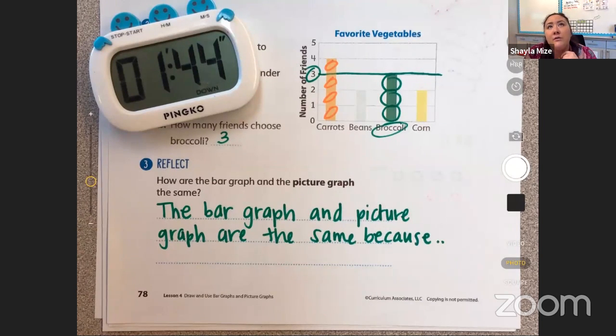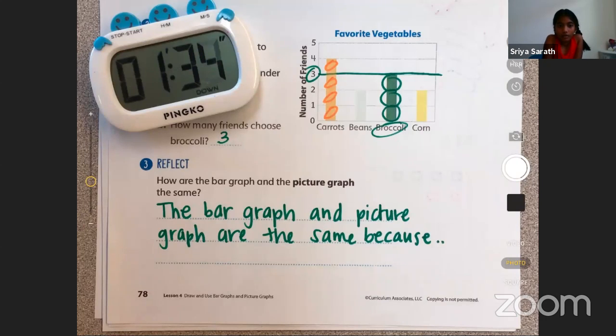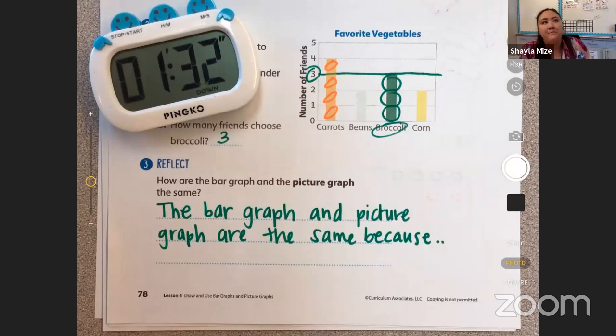Yes, Shreya, question? I don't have a question. I think that was the old hint. Okay, thank you. The bar graph and the picture graph are the same because. Fill in the sentence, put your punctuation at the end.